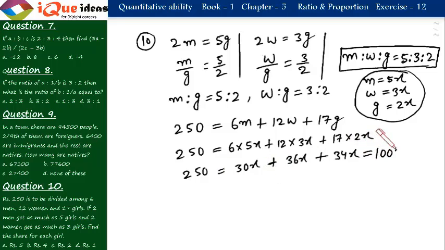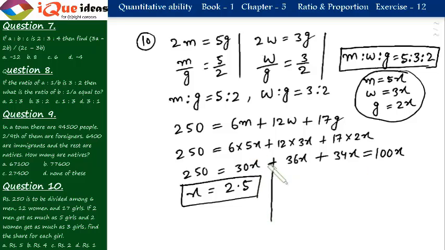So x is equal to 250 upon 100, that is 2.5. The question is asking what is the share of each girl. Share of each girl is G and that is equal to 2x. So it is 2 into 2.5 which is 5 rupees. So the share of each girl is 5 rupees in this question.